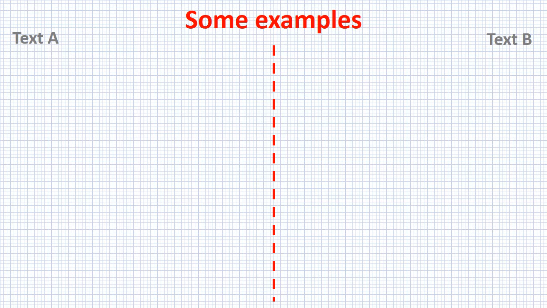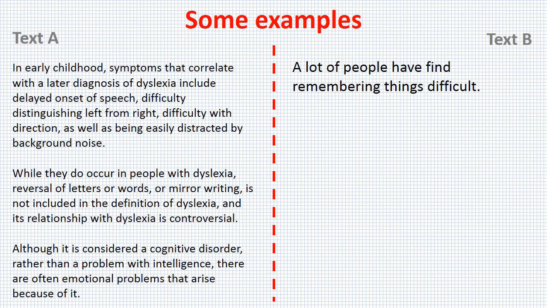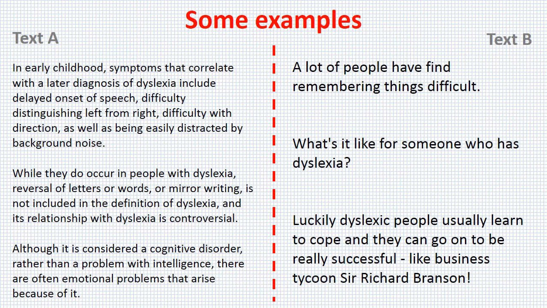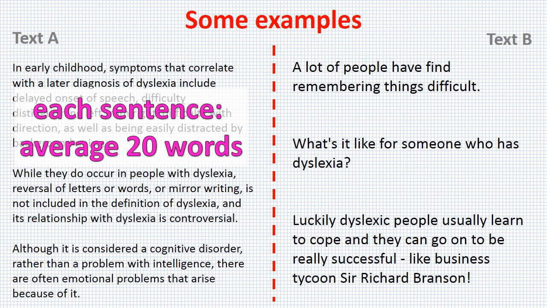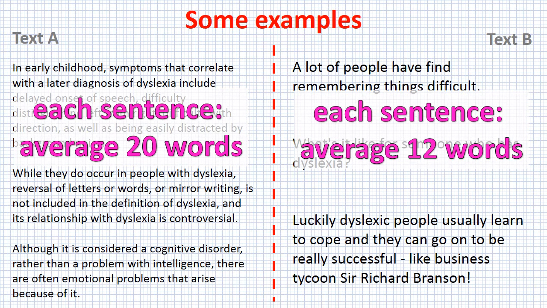Okay, so let's have a look at some example sentences. These are from text A and these from B. As you see, text A's sentences are very much longer and more complex than those from text B. And it's this key difference that makes each text appropriate.